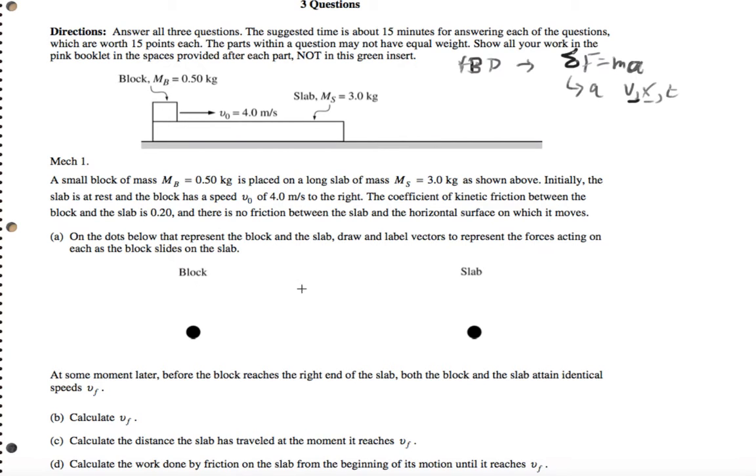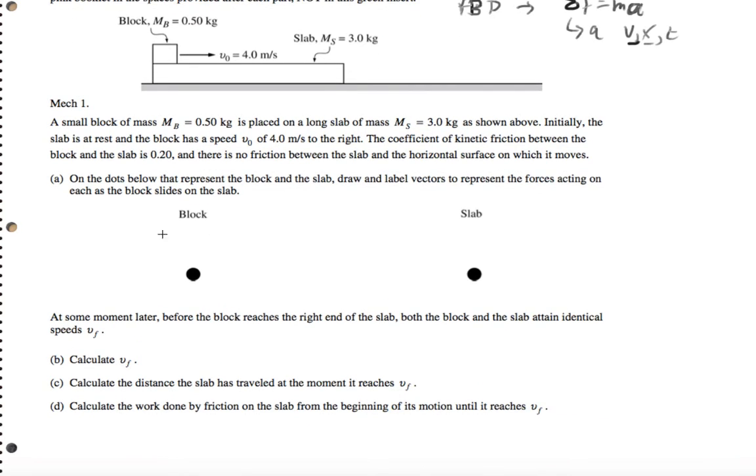So to that end, let's actually begin with the free body diagram. So the block has a normal force on it due to the slab. There is weight on the block due to the earth. There is a friction force on the block due to the slab. And that's what we have so far.